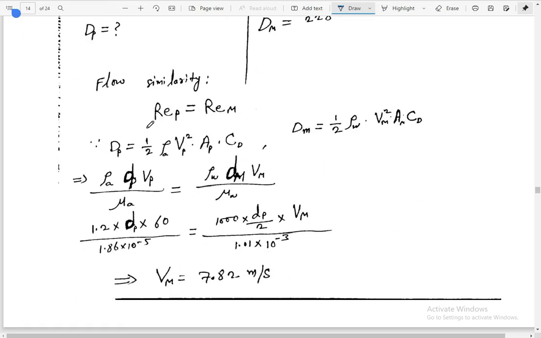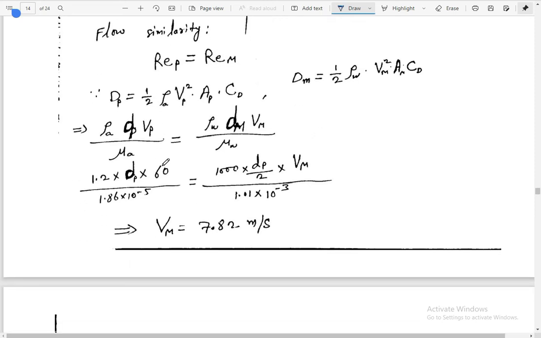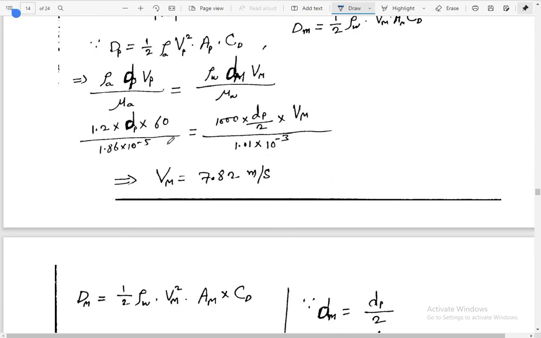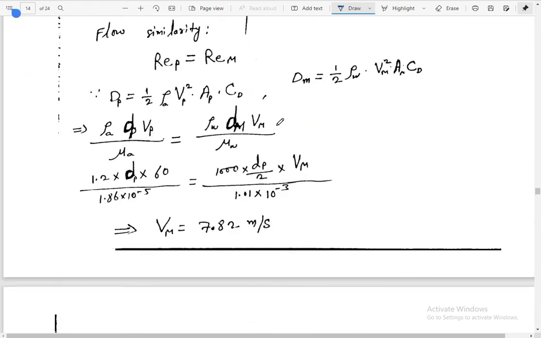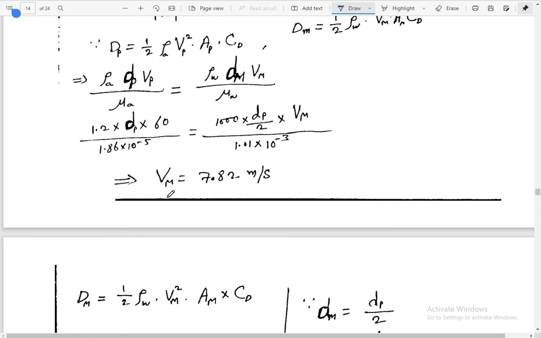So from the flow similarity we have the Reynolds number. We just equate the Reynolds number of prototype to the Reynolds number of model. We have the formula for Reynolds number. So we just equate, 1.2 into dp into 60, and dp is equal to this one from here. Finally, we will get the Vm value. Vm is equal to 0.82 meter per second.